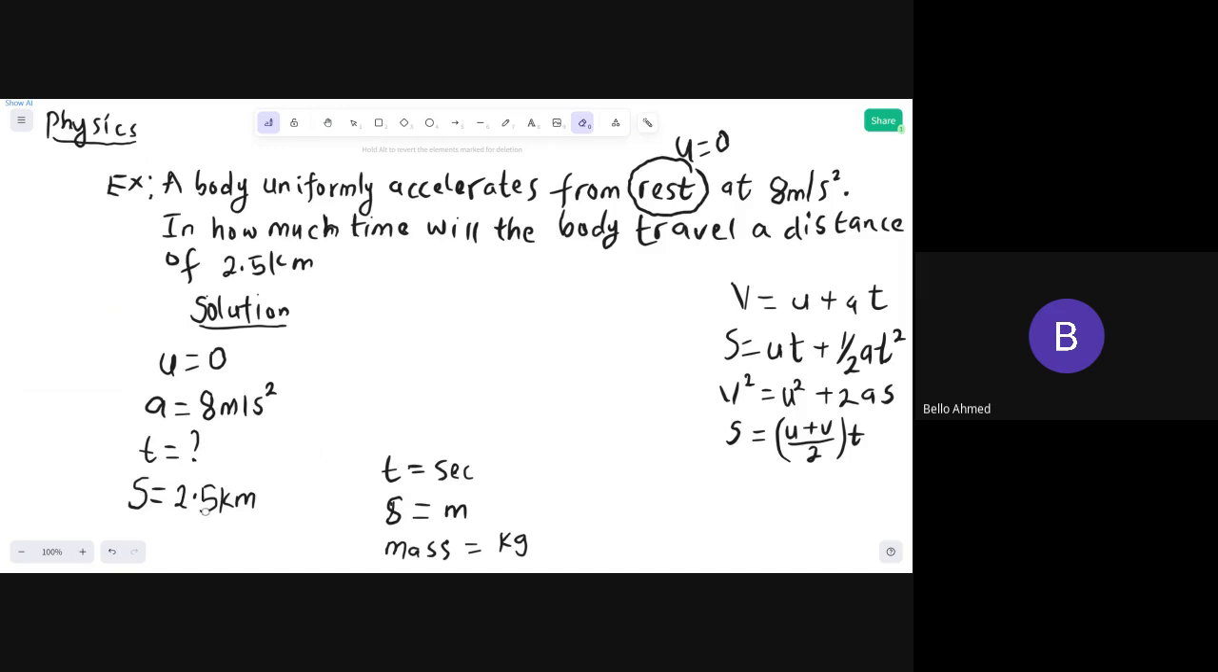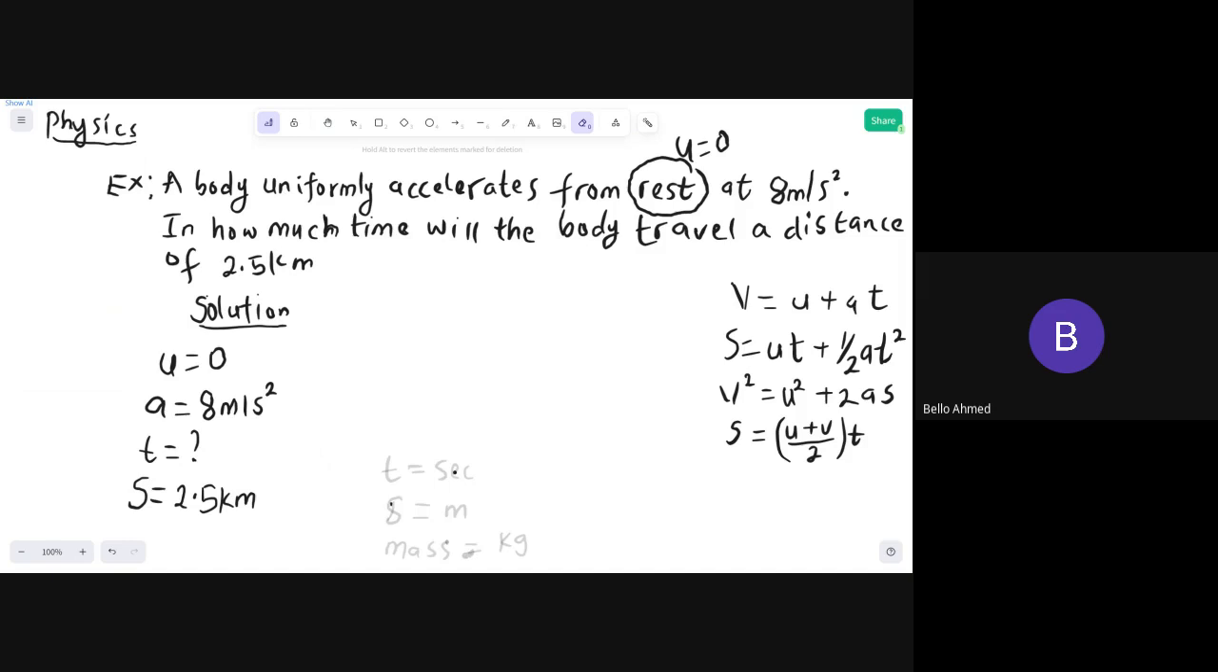Now, looking at this 2.5 kilometers, it means you are going to change this kilometer to meters. Nobody is going to tell you to change it now. They're not going to tell you something that you yourself have to know: you must change when they are not given in SI units. If the time is given to us in minutes or hours, we have to change it. Please take note of that. It's very important. That's why you complain that you do not get the answer.